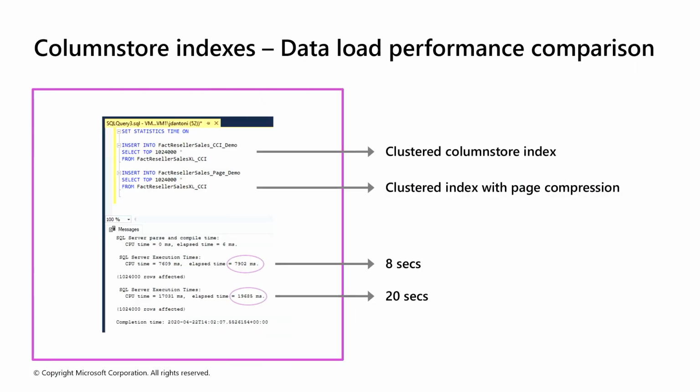Let's see the performance advantage of using clustered column store indexes over traditional clustered indexes with page compression for bulk data loads. Here we compare the time it takes to insert over 1 million rows into a table. One is using the clustered column store index, and the other is using the clustered index with page compression. The column store index completes the operation in just 8 seconds, while the page compression index takes 20 seconds. Column store indexes store data in a columnar format, enabling high compression and efficient querying for large data sets, especially in a data warehouse workload.